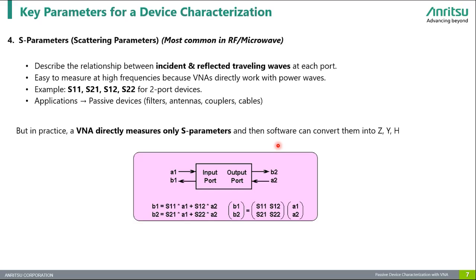One important point to note is that a VNA directly measures only S parameters. If needed, software can convert them into Y, Z, H parameters. This foundational understanding of S parameters sets the stage for exploring how VNAs are architected to perform these measurements, which we will cover next.